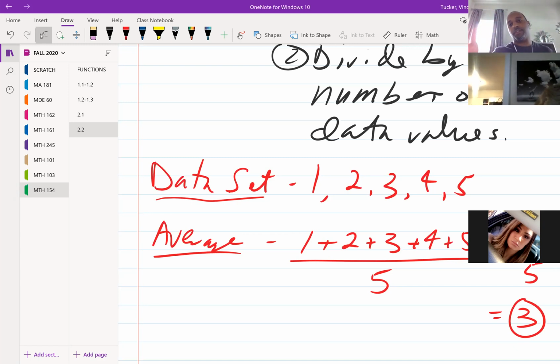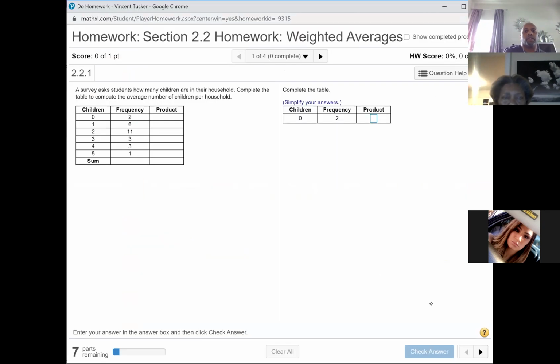So basically, you see how each one of our data values, when you're talking about a regular average, is accounted for one time. When you have a weighted average, that means some of your data values may be counted more than once. In other words, I have 3 values that come in at 4, and 6 values that come in at 5. So when we look at this first example in your homework, your frequency is how many times that value occurs.